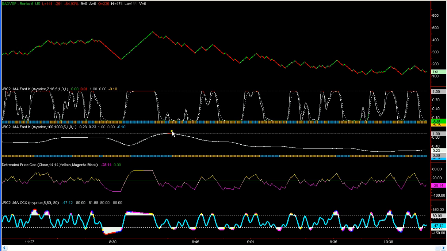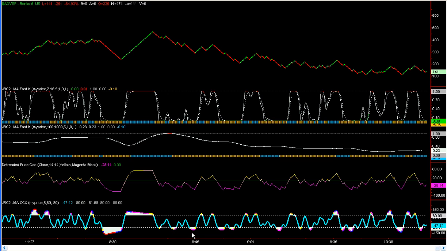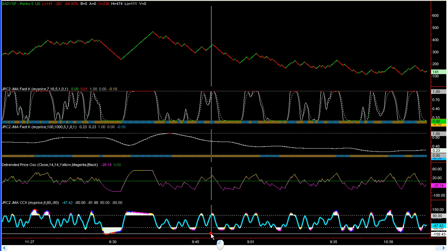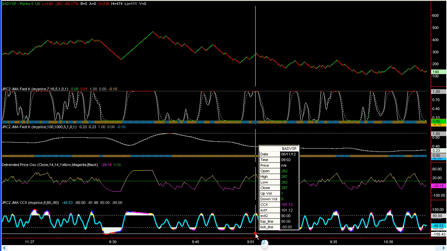But you can see the same concept here applies when it comes to the use of the stochastic as well as the CCX. Now we don't run the Z-score on here because it's just too noisy. But you might choose to do that if you want to give it a try. But I'm finding it to be a little bit too noisy. So I'm just looking for the stochastic as well as the CCX to become overextended when it comes to looking at an opportunity for a trade.